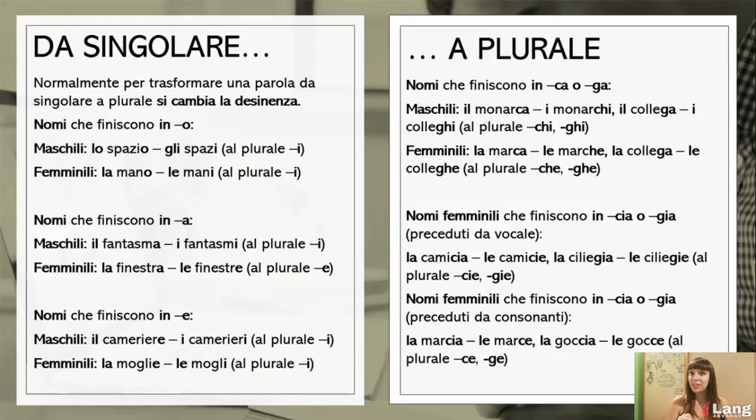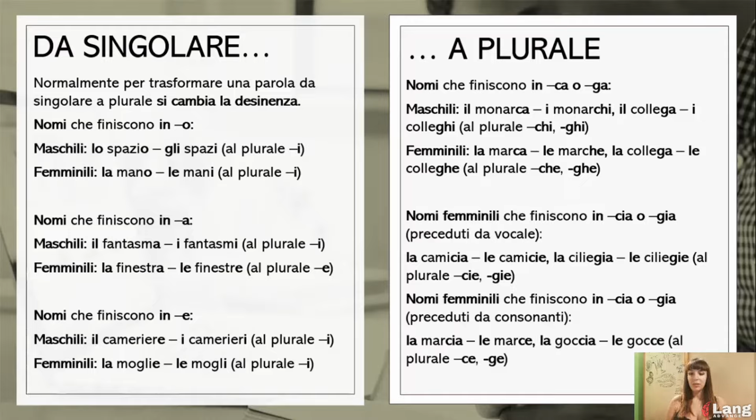La marcia, le marce, la goccia, le gocce. If you check carefully, you will see that camicia and ciliegia change into camicie and ciliegie, and they keep the I between C and E, and between G and E. If you check the word marcia and the word goccia, they lose the I. Why? And how do you know when you keep the I and when you don't keep the I?